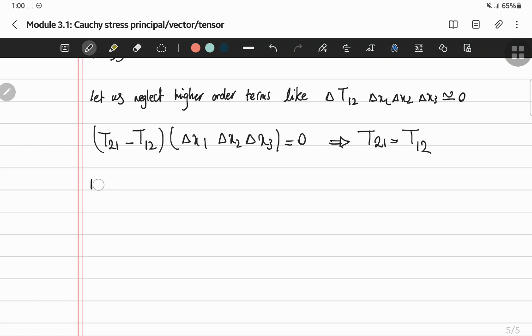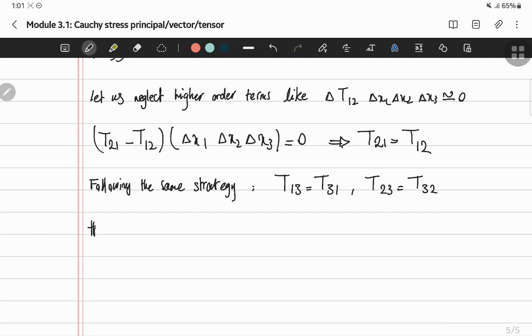So you can do the same. Following the same strategy, we get t13 is equal to t31, and t23 is equal to t32. So we can conclude that T is a symmetric tensor. So therefore, T is a symmetric tensor.